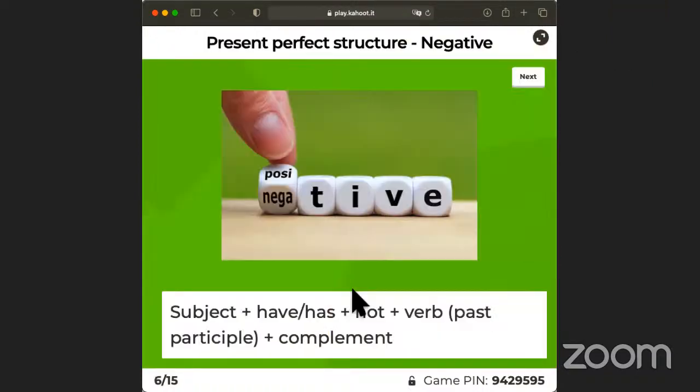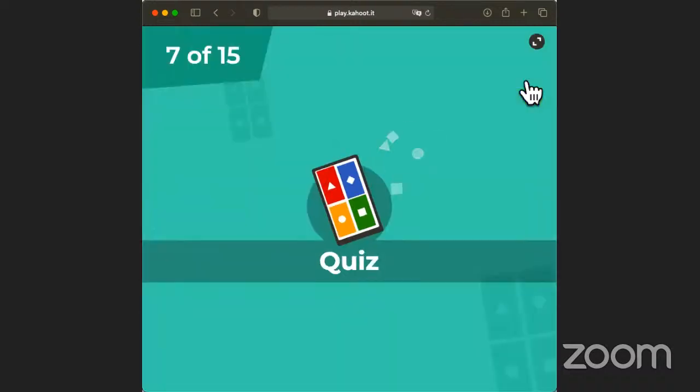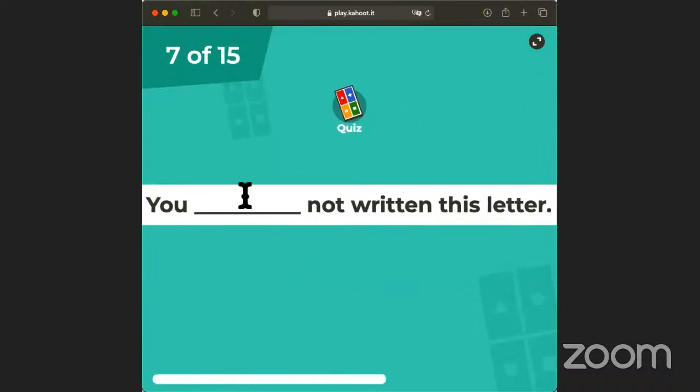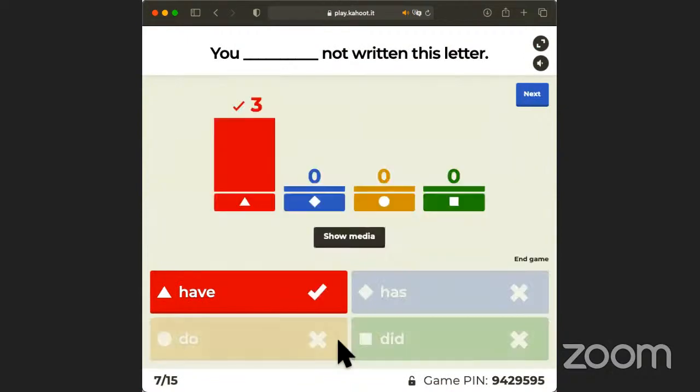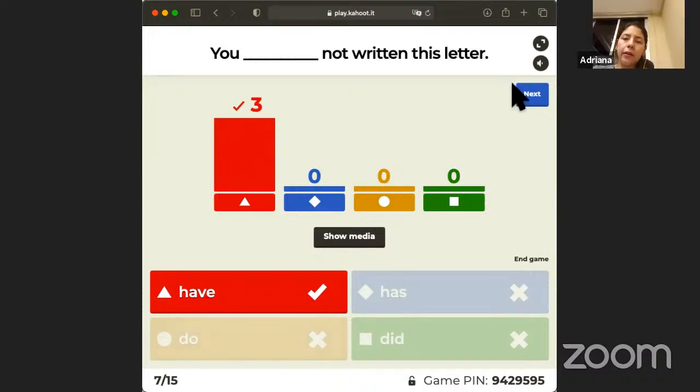Next one. Okay, negative. To use the negative, we put not between have or has and the past participle, right? So remember, not goes after have or has. All right, negative. You have, has, do, did. Great, okay. Adriana, can you read this one, please? You have not written this letter. Great, thank you very much.